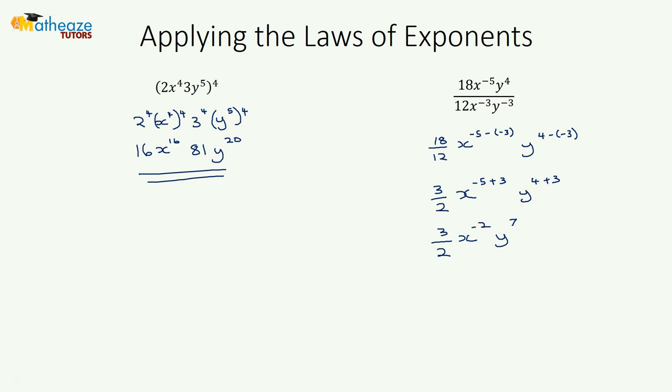This is correct, but to simplify it completely, we will now have 3 over 2 times 1 over x to the power of 2, y to the power of 7. So this ends up becoming 3y to the power of 7 divided by 2x to the power of 2.